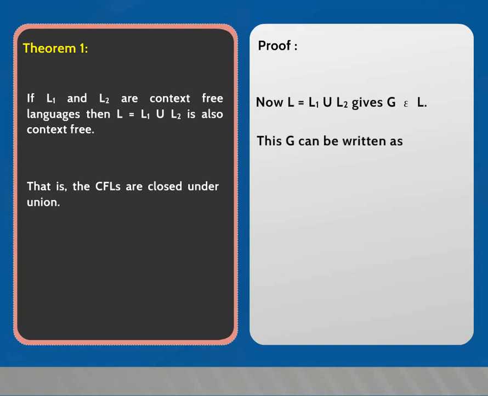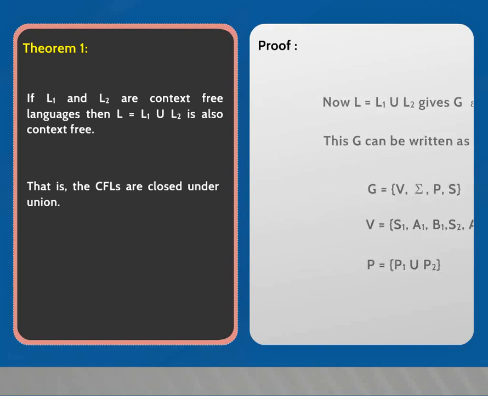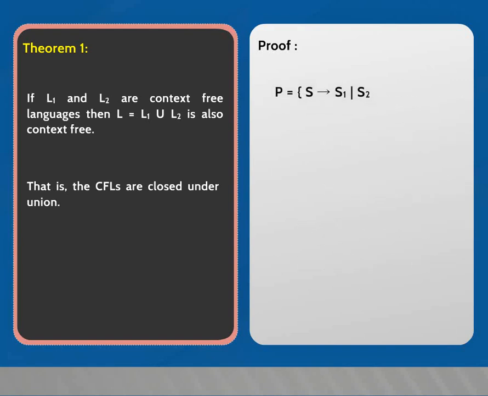This G can be written as G is equal to (V, Σ, P, S). V is equal to {S1, A1, B1, S2, A2, B2}. P is equal to P1 union P2. P is equal to S provides S1 or S2. S1 provides A1 S1 A1 or B1 S1 B1 or epsilon.